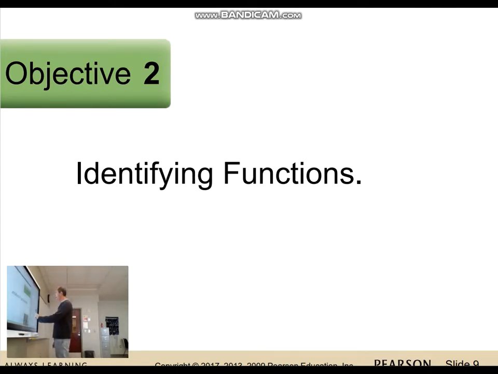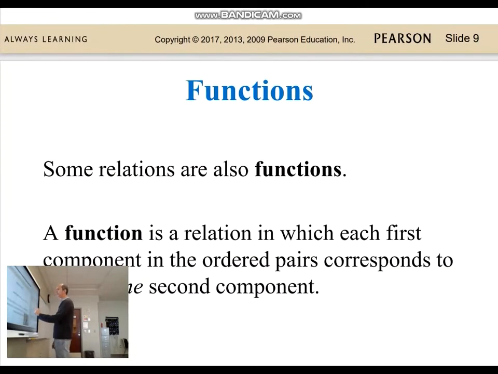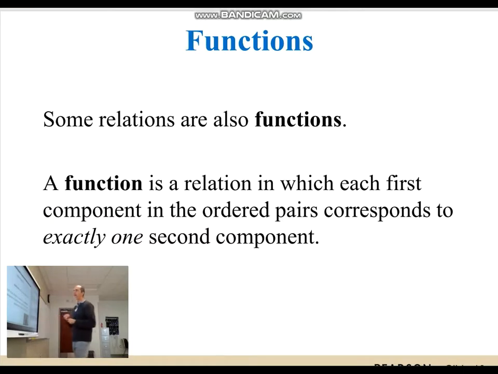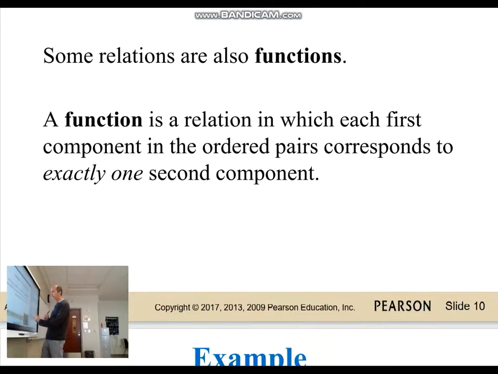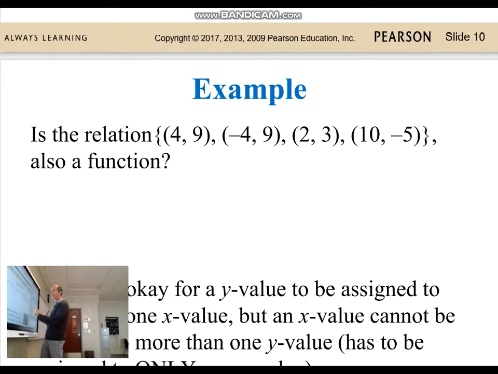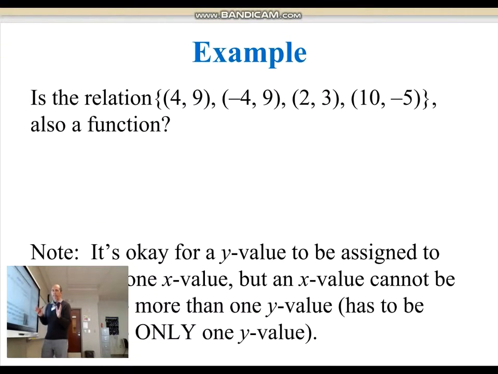The second objective that we have here is to identify functions, and some relations are also functions. A function is a relation in which each first component in the ordered pairs corresponds to exactly one second component. Let's understand what it means. Basically, for each x, you're going to have only one y.